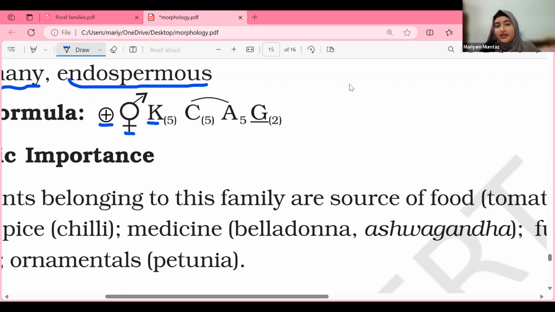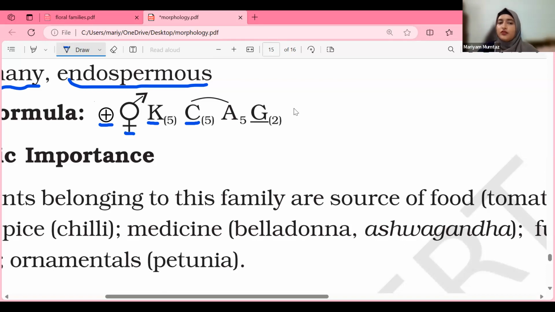Do you remember sepals? K denotes sepals. Okay. K is for sepals. What does C denote? Khudaija, what does C denote? C denotes corolla. And A and G, everybody knows as the name is there, androecium and gynoecium.